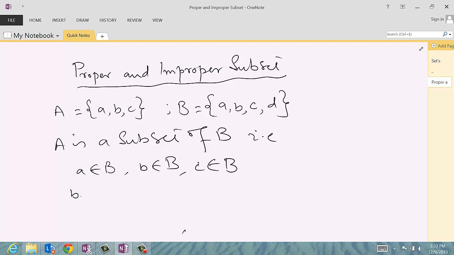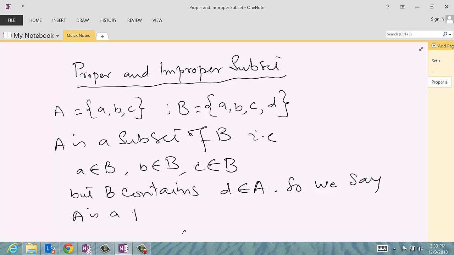But B contains at least one element, d, which is not an element of A. D does not belong to A. That's why we can say that A is a proper subset of B. So we say A is a proper subset of B.